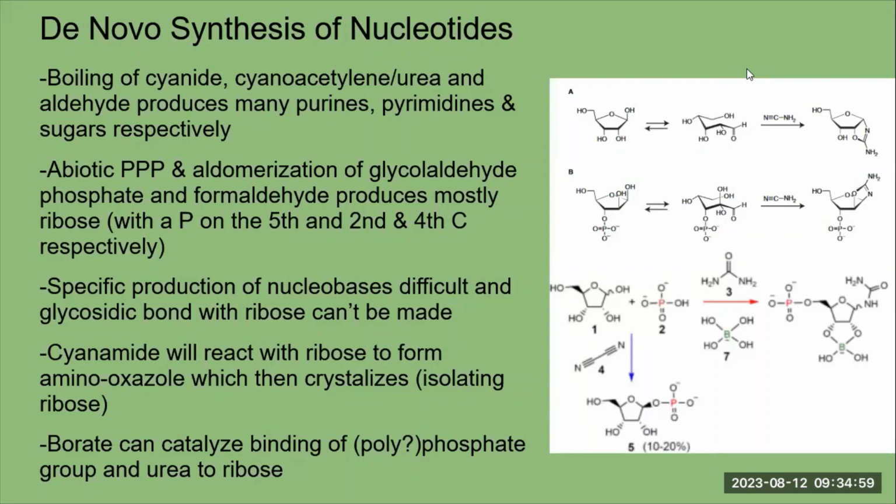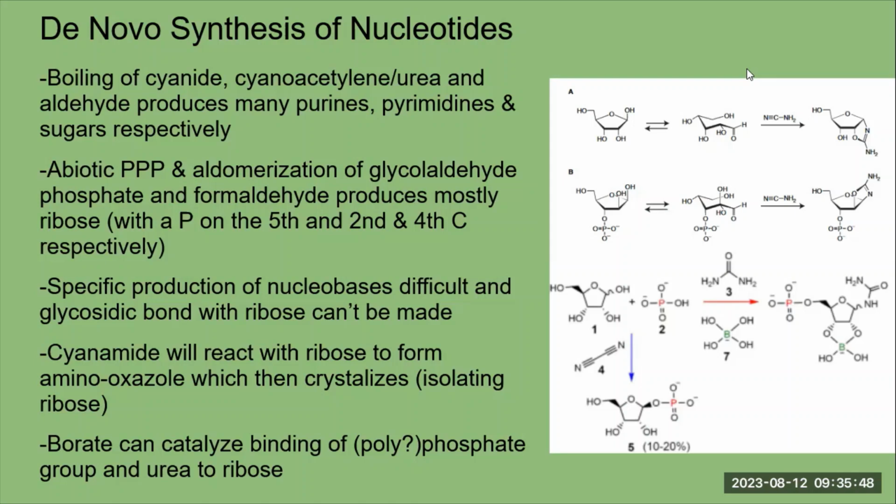In order to get RNA polymers, we first have to have individual RNA nucleotides. For a long time, it had been known that boiling aldehyde can produce sugars, and boiling simple nitrogenous compounds such as cyanide, cyanoacetylene, and urea will produce nitrogenous bases. The problem with this mechanism is that while it will produce ribose and the nitrogenous bases used in RNA, namely adenine, cytosine, guanine, and uracil, it will also produce many other sugars and nitrogenous bases which can't be utilized by RNA and would inhibit its activity.